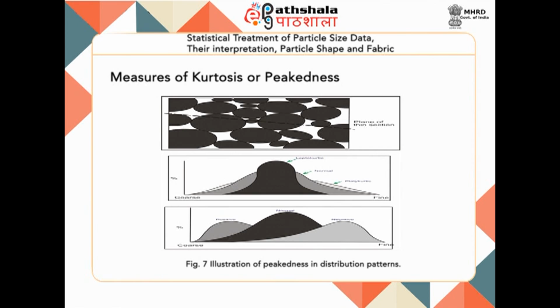Now, figure 7 illustrates what is called peakedness in the distribution pattern, and you can see that sometimes the central portion is highly peaked, or sometimes the sidewise portion is highly peaked. Now, what is the grain size distribution after measuring all these statistical parameters?